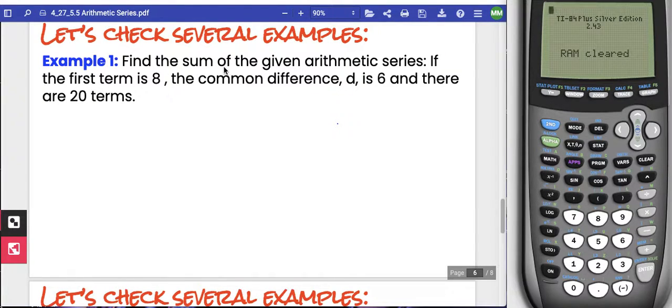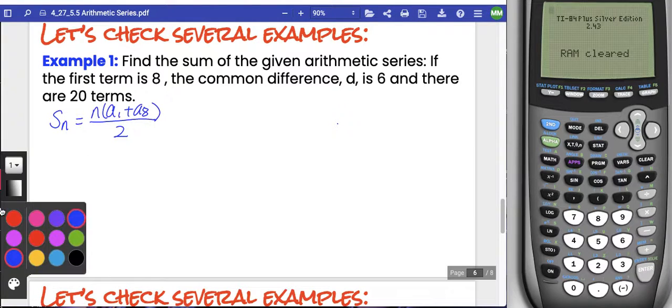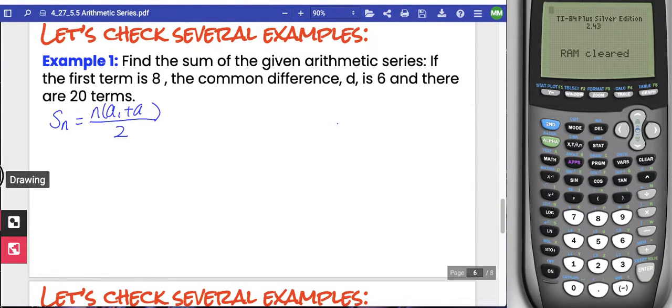The first one is telling us we need to find the sum of the given arithmetic series, which is described as: the first term is 8, the common difference is 6, and there are 20 terms. So let's write down the arithmetic series formula as a reference. So we know we need the first, the last. Oh, sorry, why do I write 8? It's going to be 8n. So first and last, and also the number of terms.